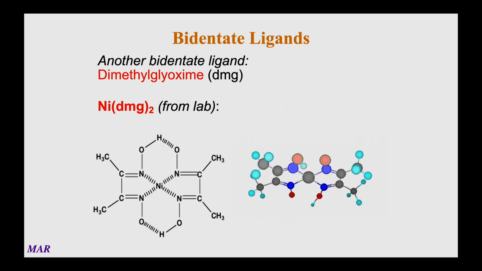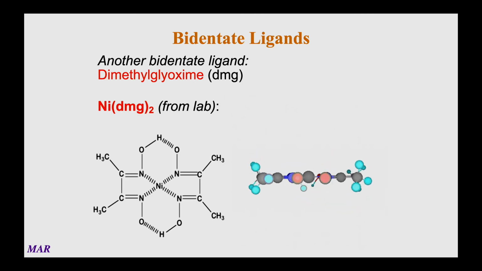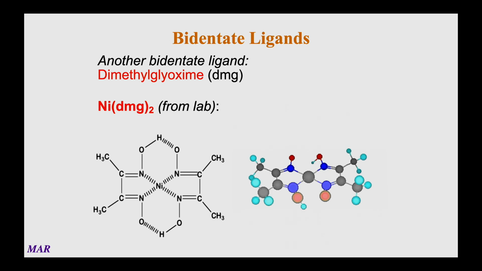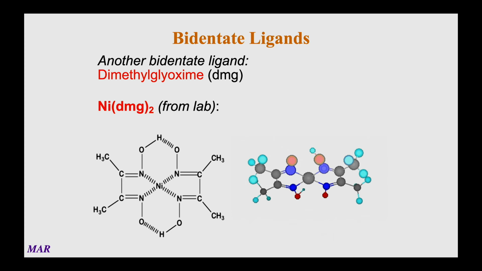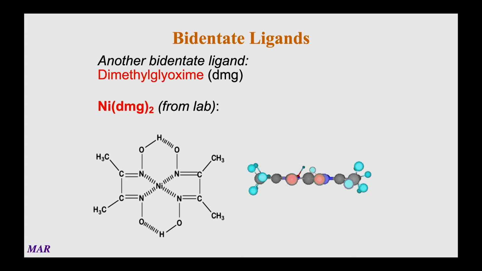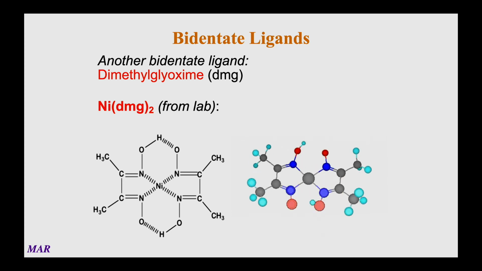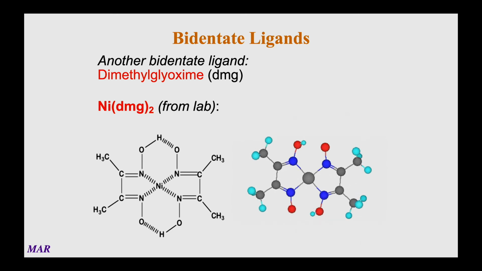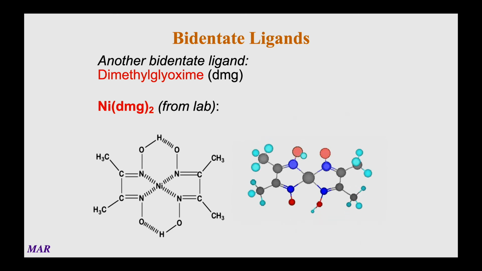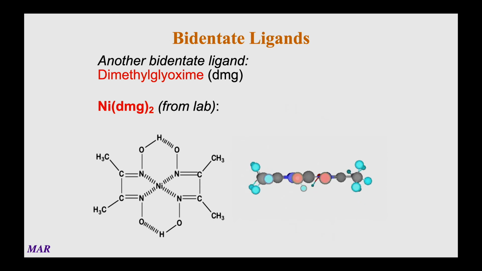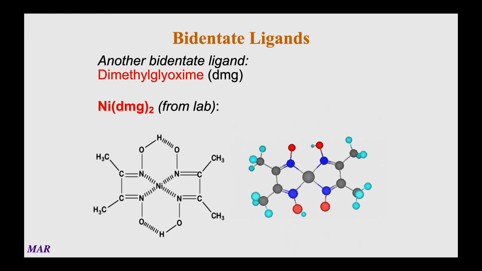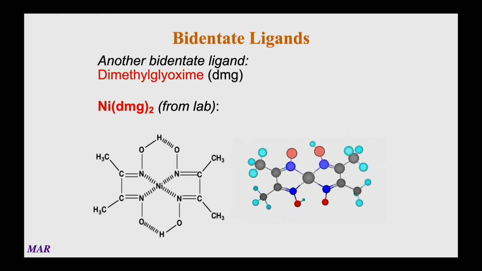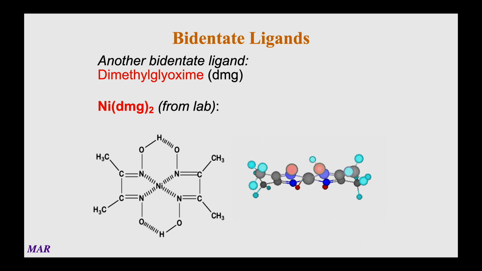One of my favorite molecules is dimethylglyoxime, and that's abbreviated DMG. If we did the QA3 lab in a face-to-face lab this quarter, when you confirmed the presence of nickel, you added dimethylglyoxime to a nickel solution. And nickel with dimethylglyoxime makes a kind of cool red color. So nickel dimethylglyoxime 2 is actually something that you may have made. But even if you didn't make it, it's no big deal. This is also a bidentate ligand.